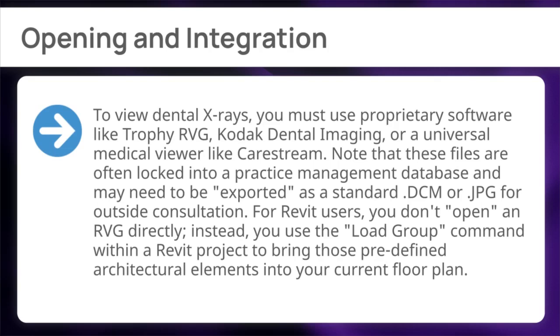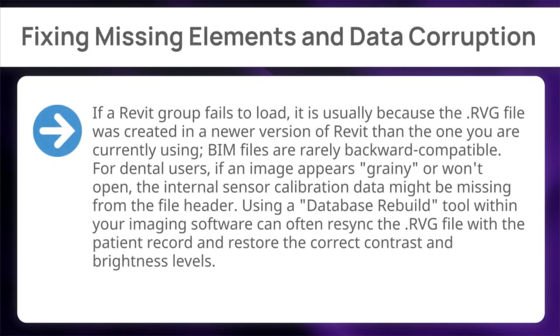For Revit users, you don't open an RVG directly. Instead, you use the Load Group command within a Revit project to bring those predefined architectural elements into your current floor plan. Finally, fixing missing elements and data corruption.